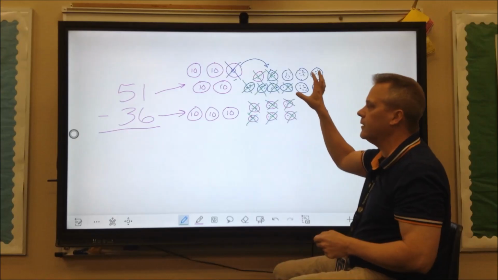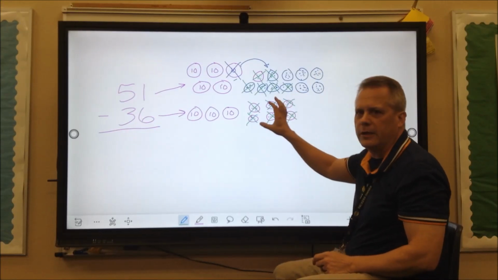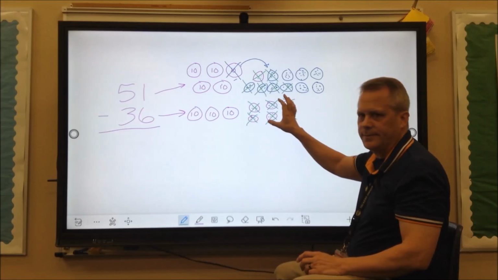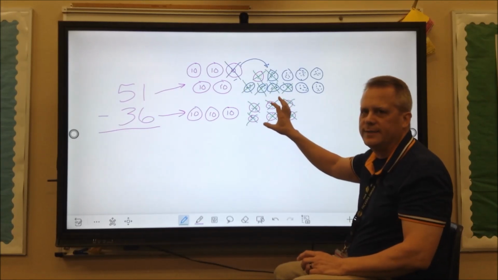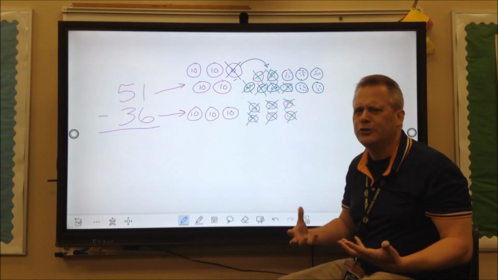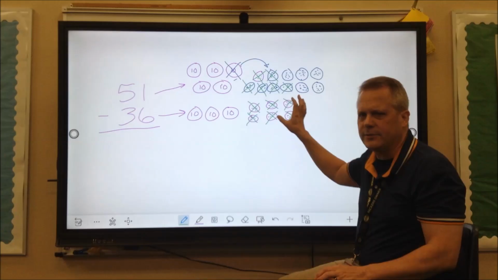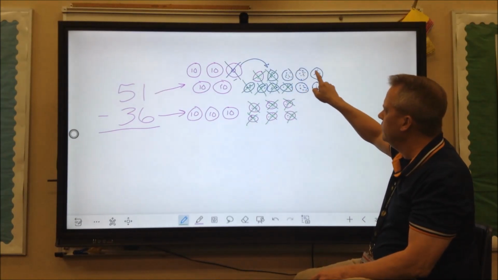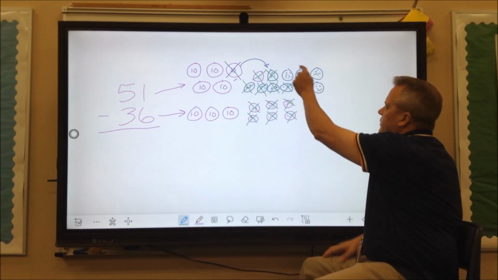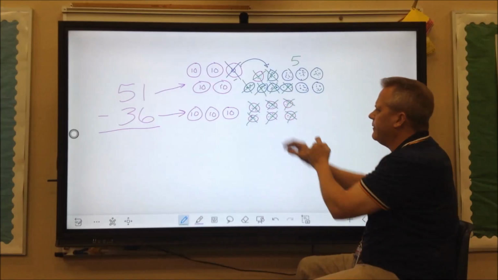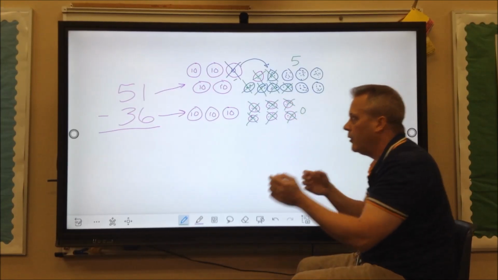Now, if I look, are all of my cookies on the bottom gone? Yes. Are all of my ones here canceled out? That's the proper mathematical terminology. Is it canceled out? Yes, it is. Now, let's count our cookies. 1, 2, 3, 4, 5. So I have 5 here. Okay? I have none down here, so I could put a 0 if I wanted to.